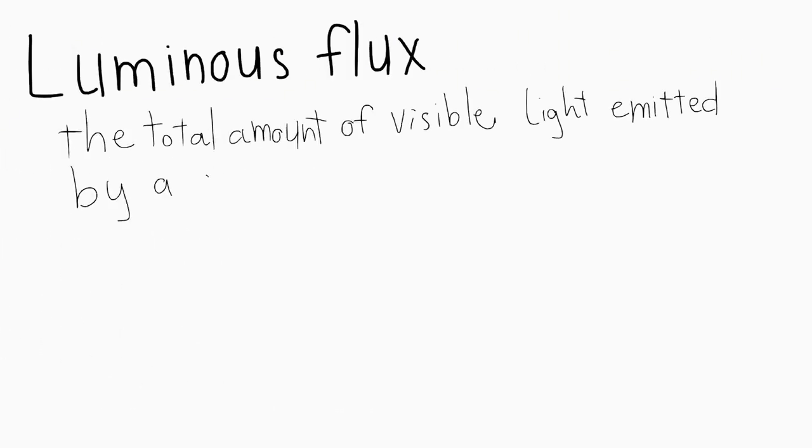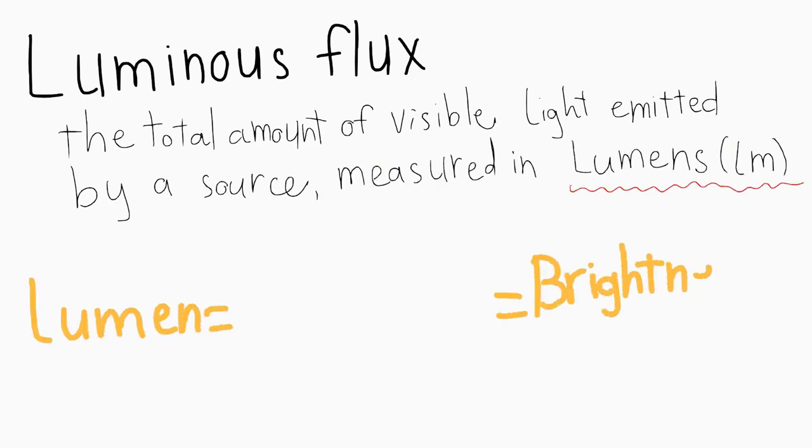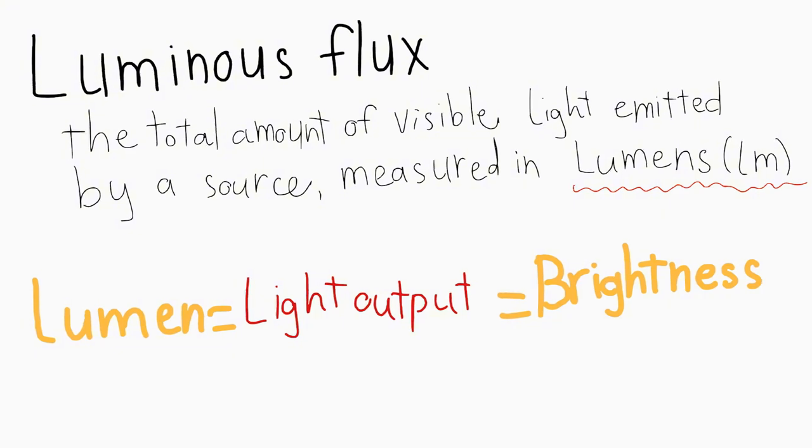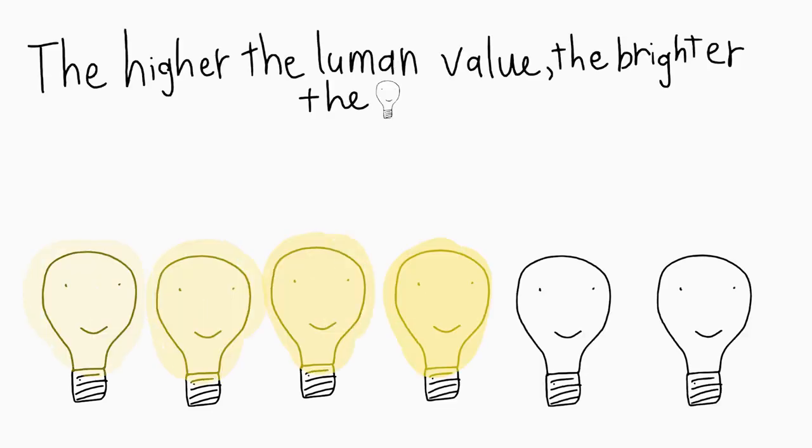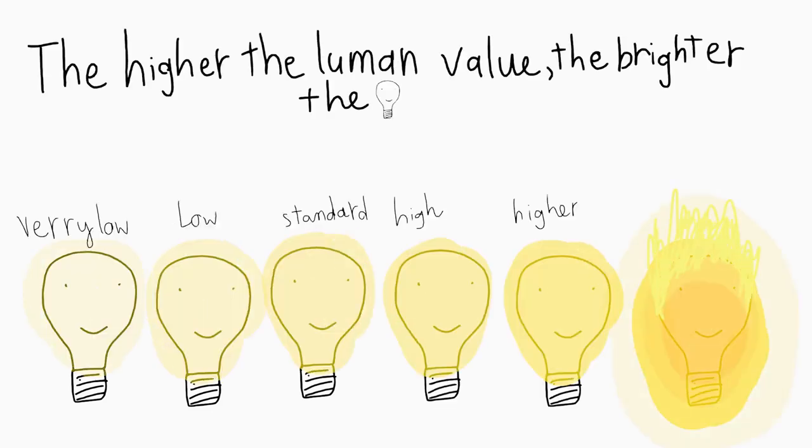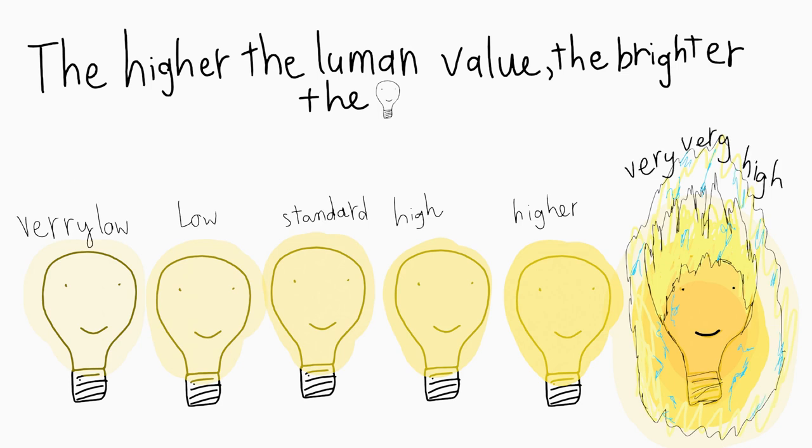Here we have luminous flux, the total amount of visible light emitted by a source, measured in lumens. And lumen is defined as light output or the brightness of a light source. To simplify, the higher the lumen value, the brighter the light bulb is. For example, we have 6 light bulbs here, from very low, the weakest one, to low, standard, high, higher, and super cyan.